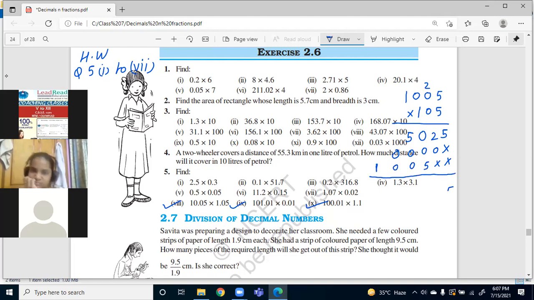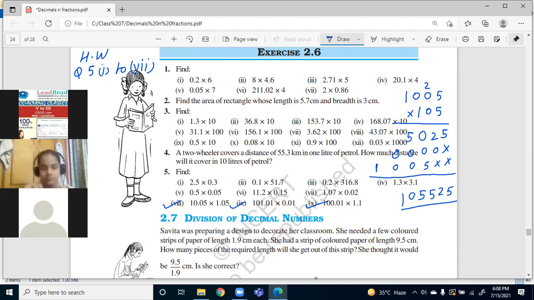Now you add it up. Yes, ma'am, I have multiplied and my answer is coming 10.5525. Yes, it is correct. So this is the answer, Garima.